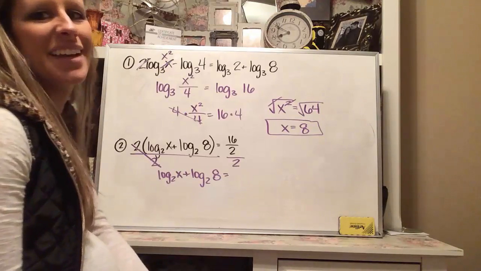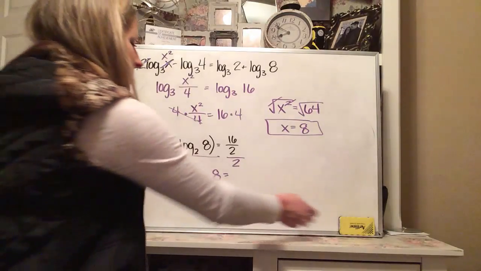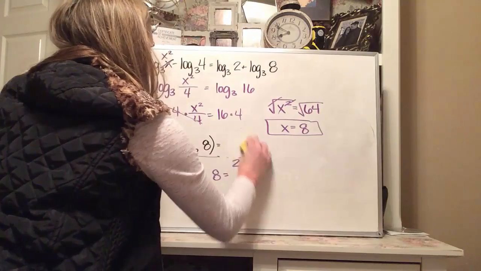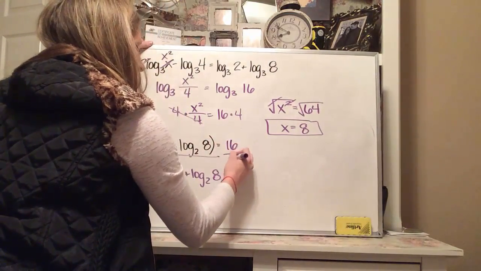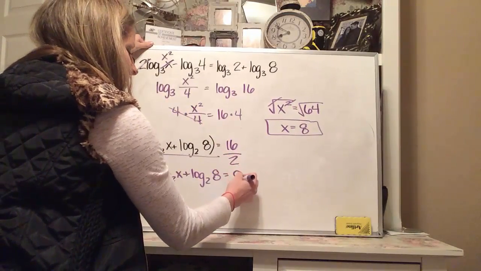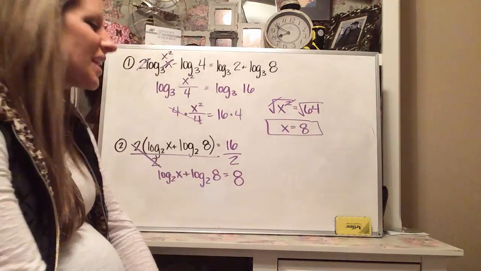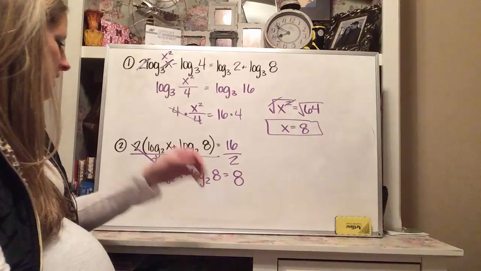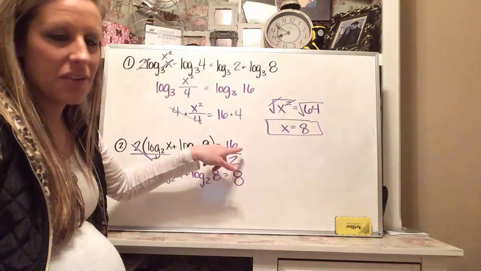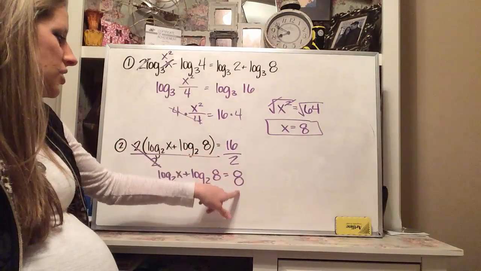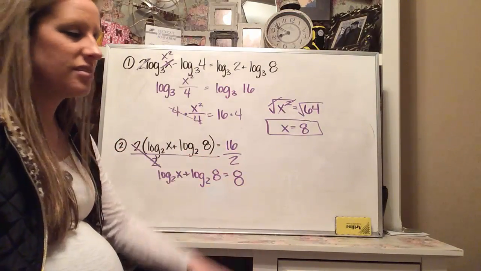Oh, I'm sorry. I totally messed up the problem. That should be equals 16. I'm so sorry. And then we divide by 2, gives you 8. Sorry, I went ahead and worked it out. So it should equal 16 on your paper, right? And then if you divide by 2, you get 8 on the right side.